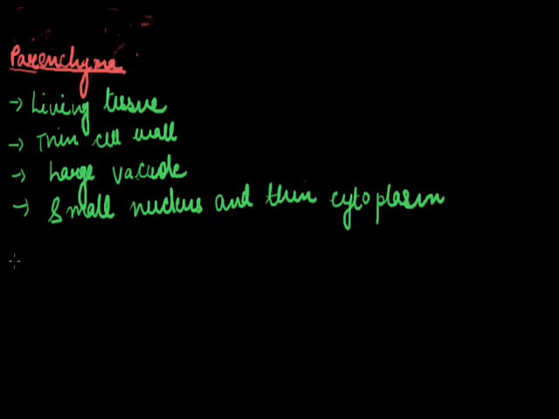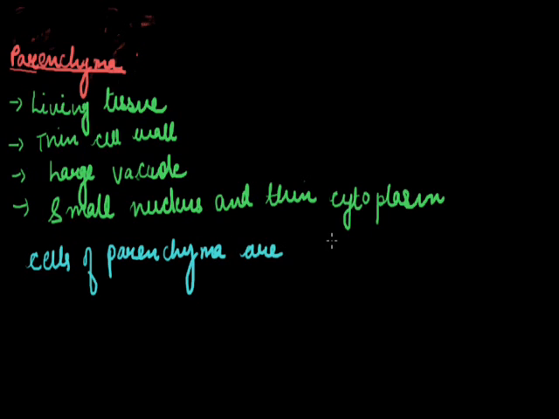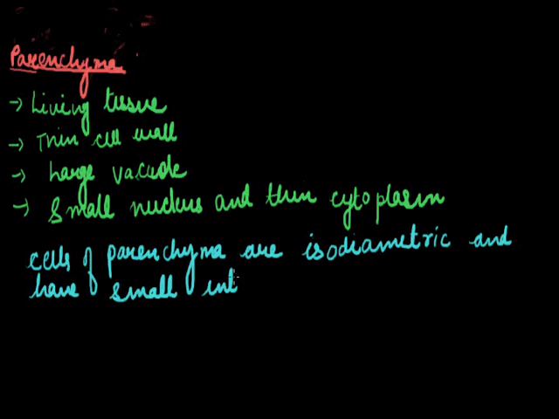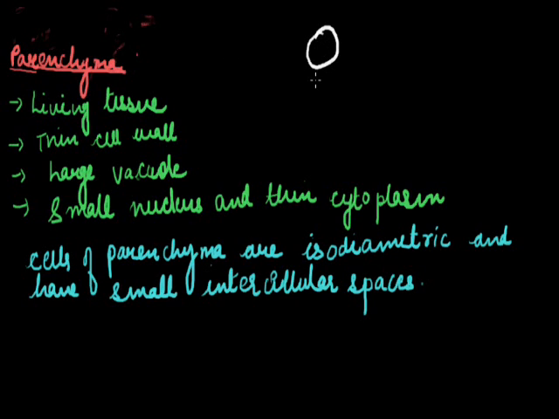Now, coming on to the composition, the cells of parenchyma are isodiametric and have small intercellular spaces. Now, if we draw a diagram of parenchyma, it will consist of round or oval cells. The cells are isodiametric.